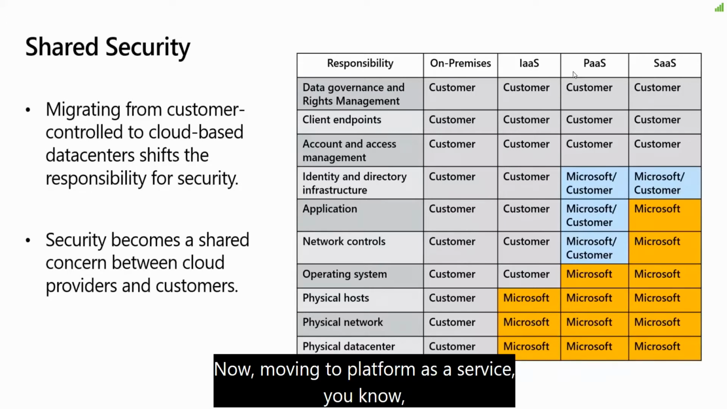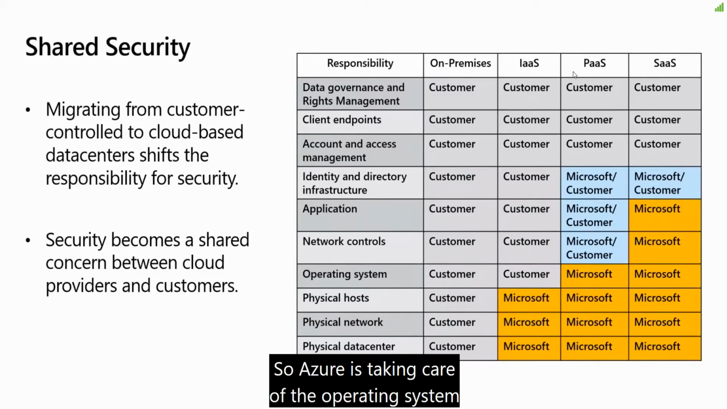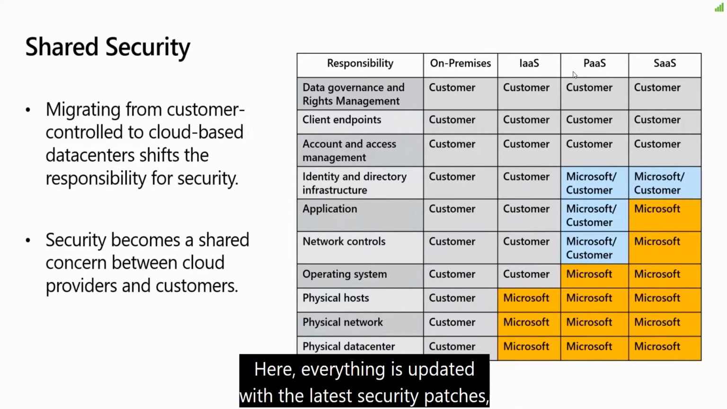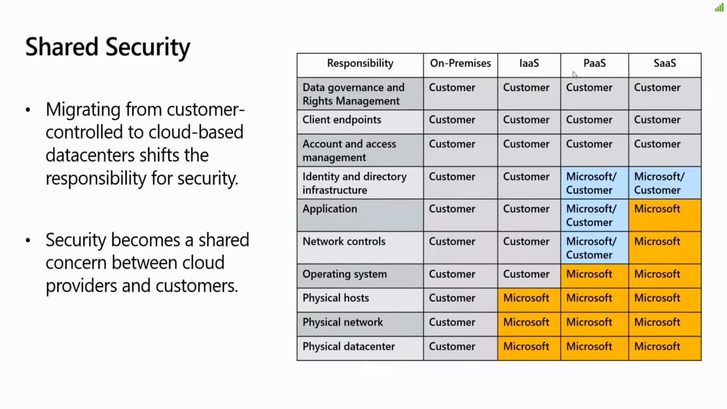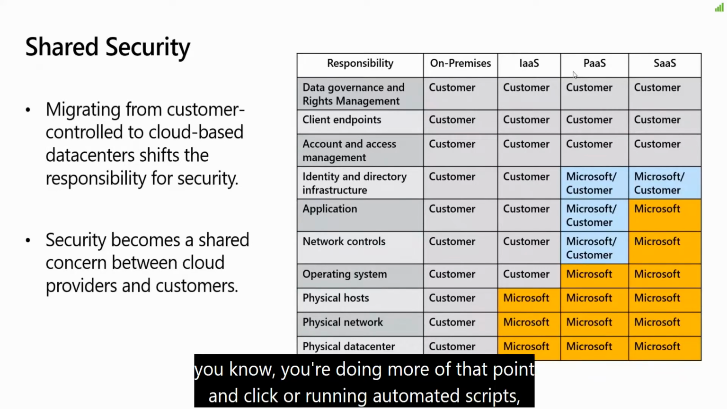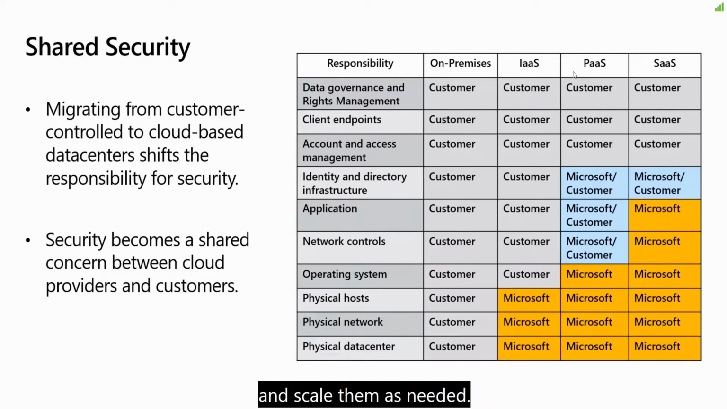Now, moving to platform as a service, you're outsourcing several of the security concerns there. So Azure is taking care of the operating system and most of the foundational software like database management systems. And here, everything is updated with the latest security patches. And you can even integrate it with Azure Active Directory for access controls. And we'll talk a little bit about that later. But because you're not building out the entire infrastructure, you're doing more of that point and click or running automated scripts, you're able to bring very secure systems up and down and scale them as needed.